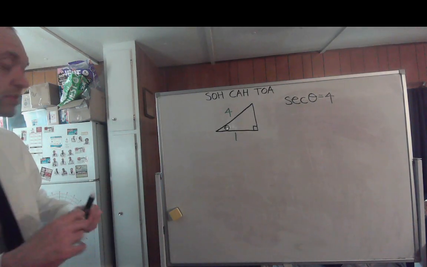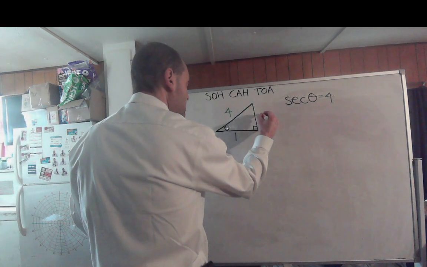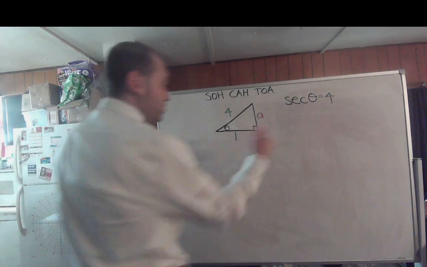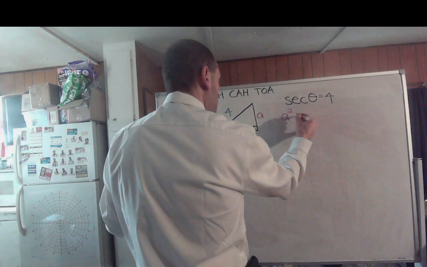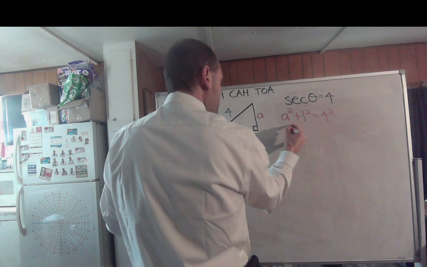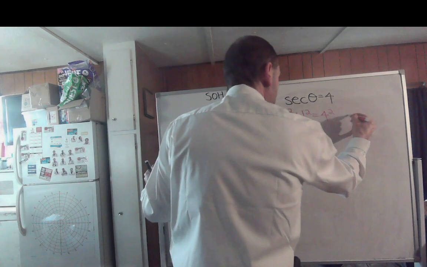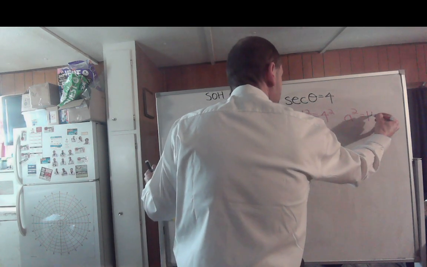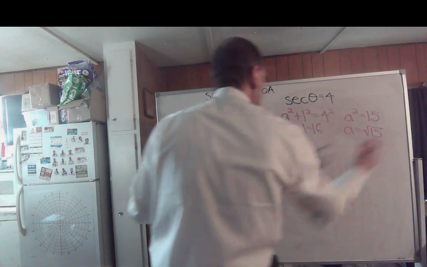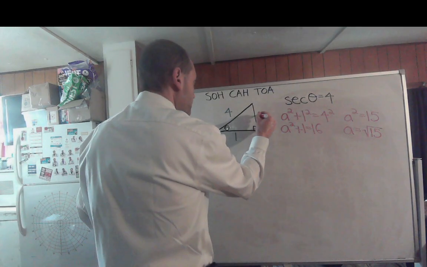So now we need to use the Pythagorean theorem to find the missing side. We'll call that A this time. We're going to find that missing side A. So this would turn into A squared plus 1 squared equals 4 squared, which would then end up giving you A squared plus 1 equals 16. So then you would get that A squared equals 15, and then you would simply get that A equals the square root of 15. And that's the best we could do with that. So the missing side is now the square root of 15.